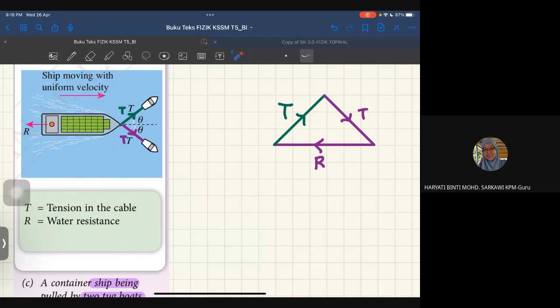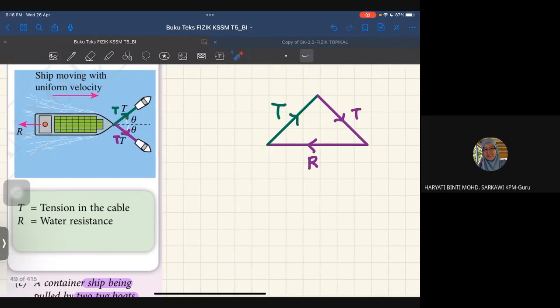But here they give you theta. So where is that theta? It's actually not that hard. You can see that here, this is the horizontal reference line. From the horizontal to the green T is theta. So here, this is your theta. Can you understand?